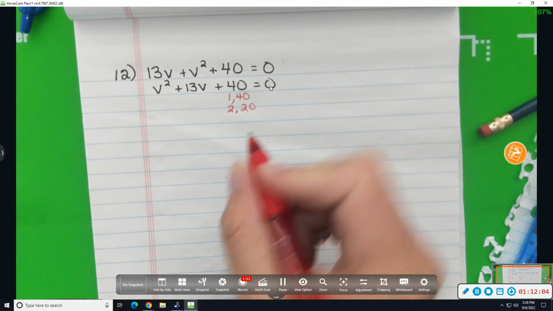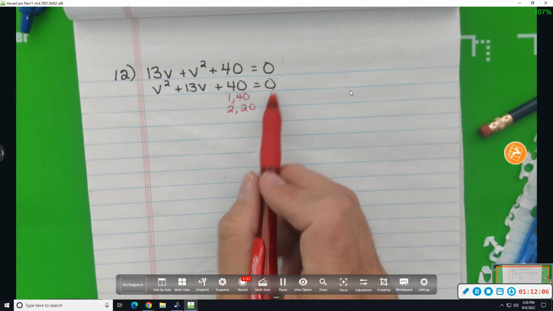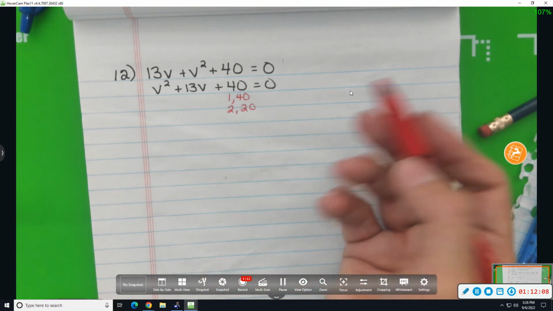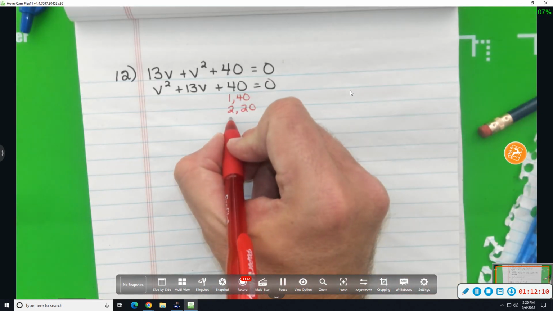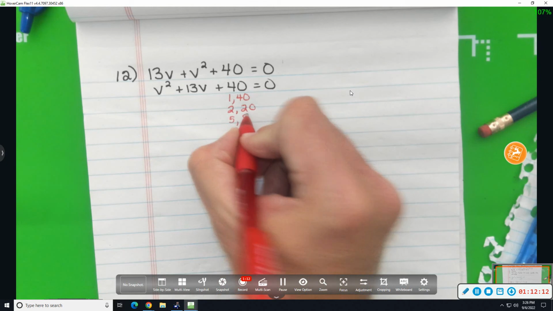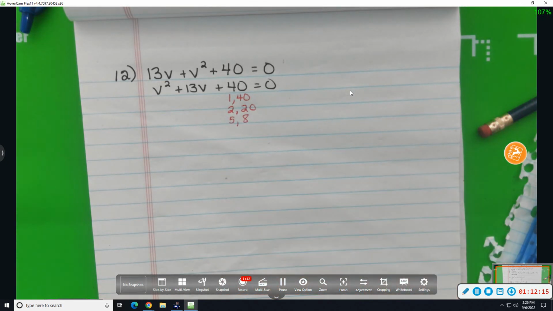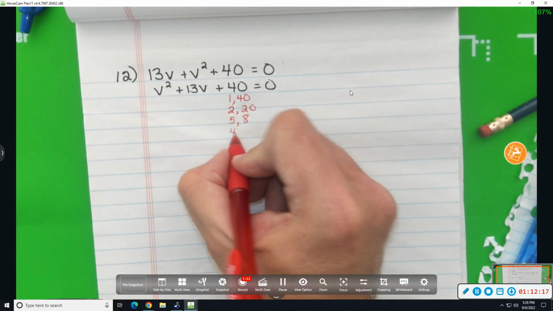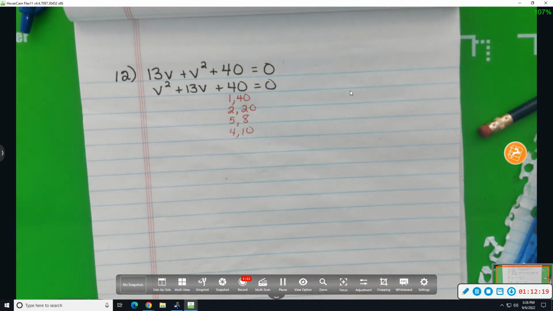So I'm just thinking about the numbers that multiply together to give 40. 1 times 40, 2 times 20, 5 times 8. I think you skipped one. I did, 4 and 10. Wow, how did I skip 4 and 10? Maybe I better study those multiplication tables. Maybe.